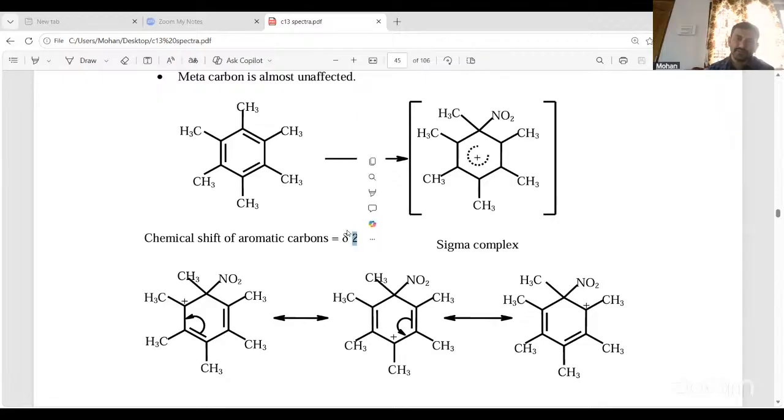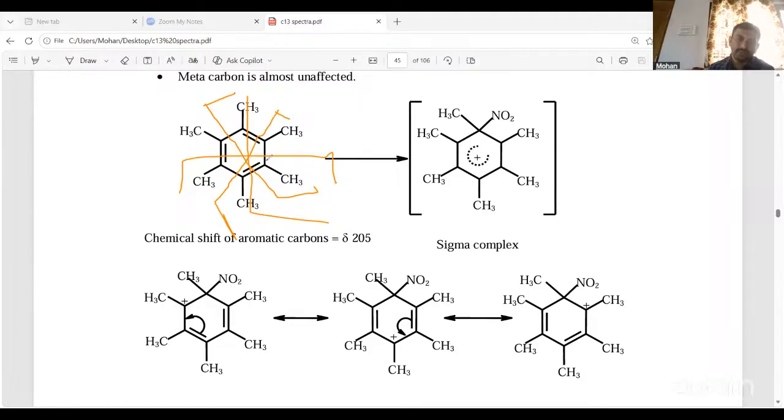Showing the delta value at 205. Okay, because it is symmetrical benzene here. So it is a symmetrical one. So you mean all the carbons are equal in this one, isn't it? Because all are carrying the methyls, right? So everything is the same. So it is a symmetrical molecule.